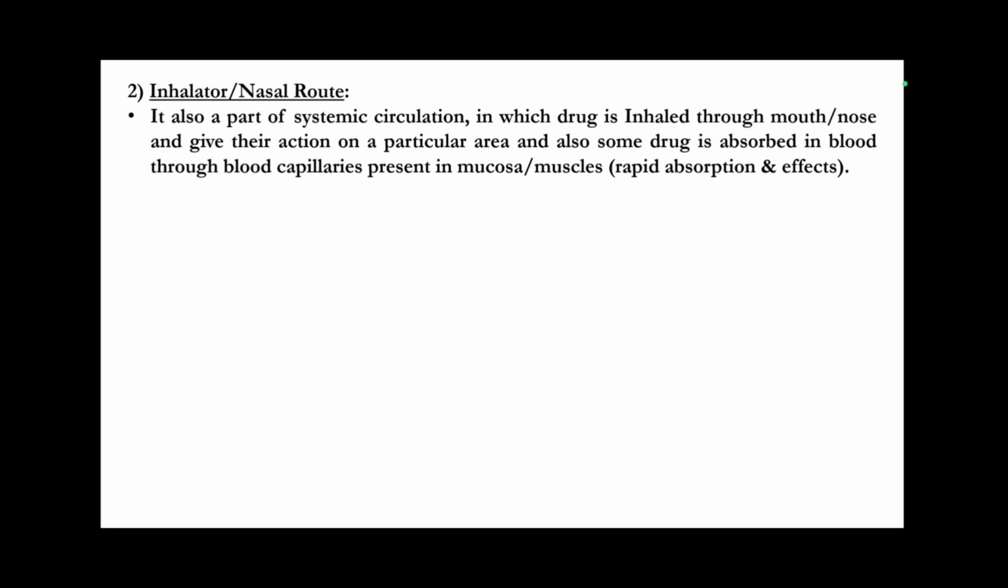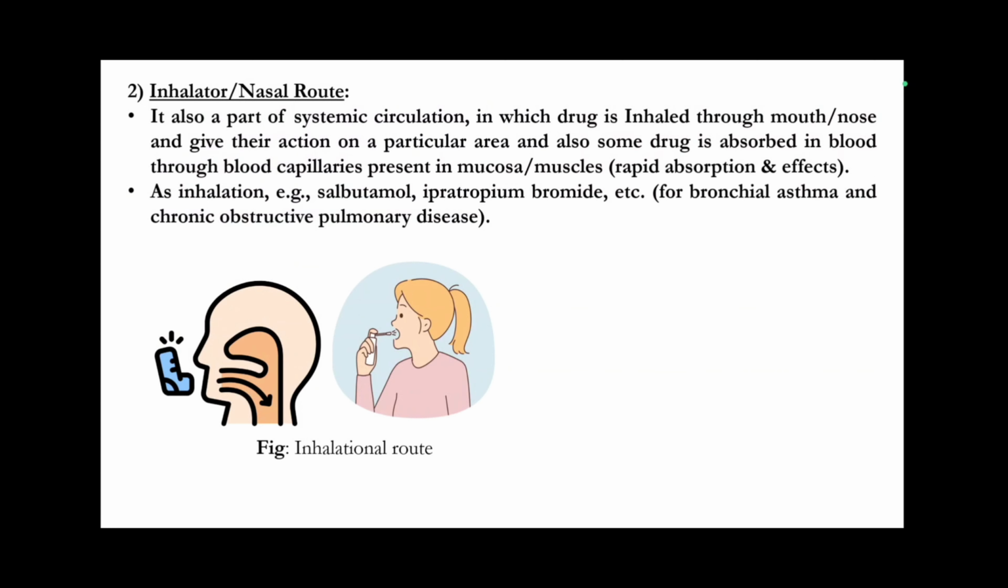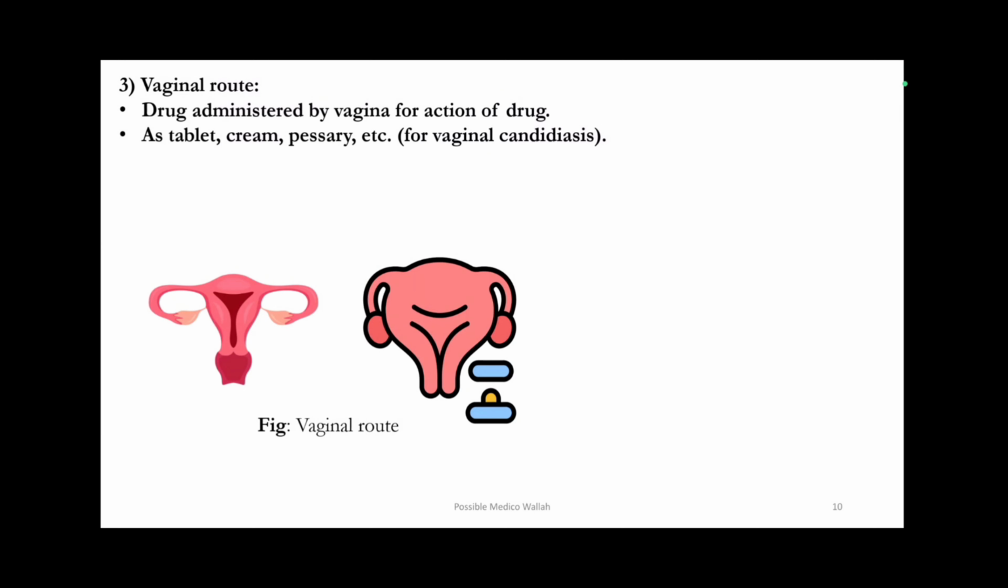Second route is the nasal route. In this route, the drug is inhaled through the mouth or nose for its action. Advantage of this route is that it gives rapid absorption and effects. Example: as an inhalation, salbutamol and ipratropium bromide are used for the treatment of bronchial asthma and chronic obstructive pulmonary disease. Third route is the vaginal route. Drug is administered by the vagina for its action, as tablet, cream, or pessary for treatment of vaginal candidiasis.